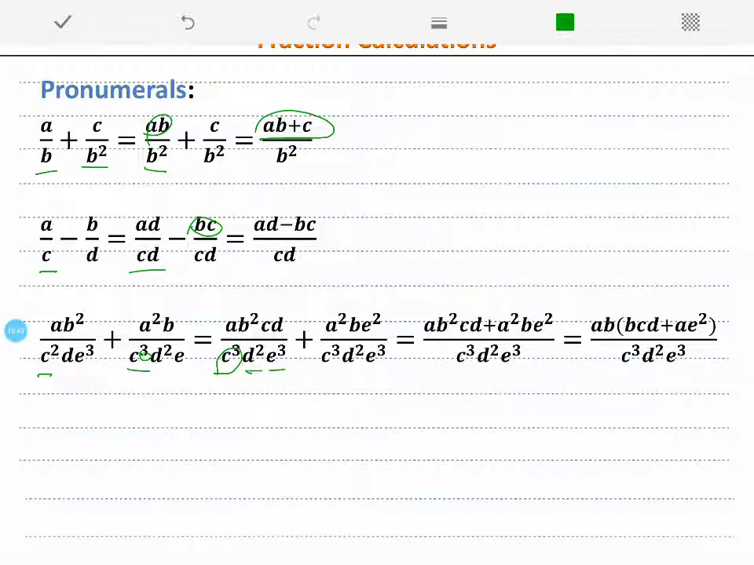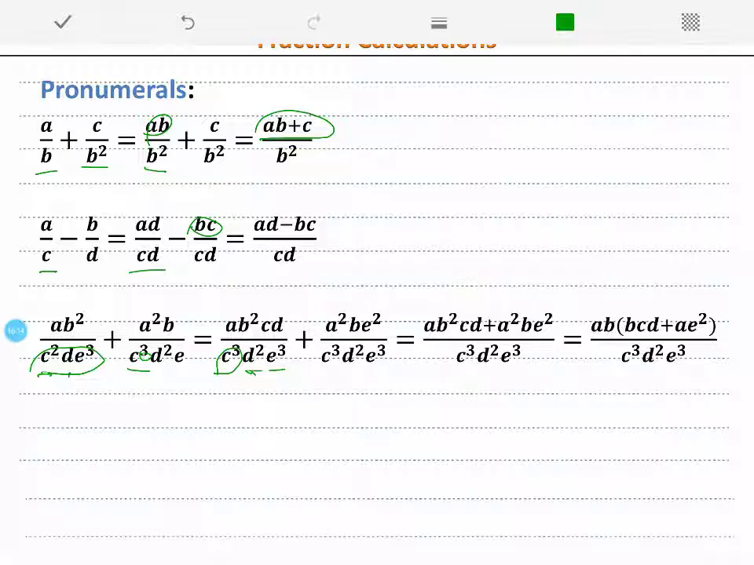So how does c squared d e cubed become c cubed d squared e cubed? You simply times c and d, because c squared becomes c cubed by times c, and d becomes d squared by times d. So actually, you times cd for the numerator of the first fraction, then it becomes ab squared cd.